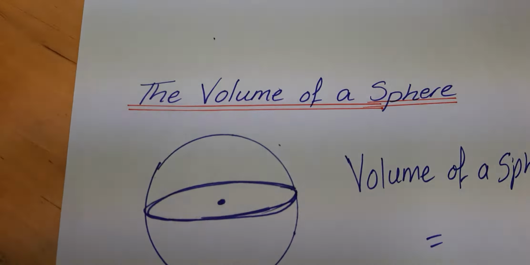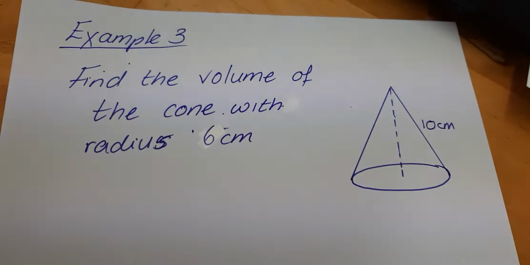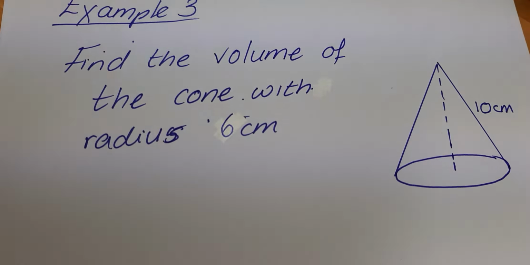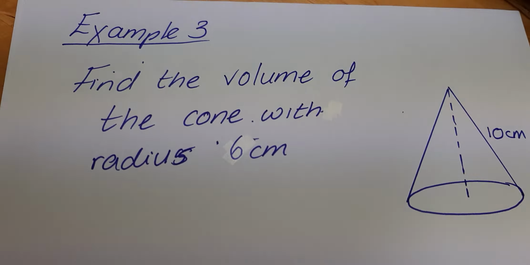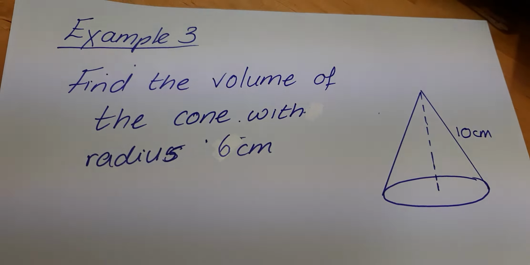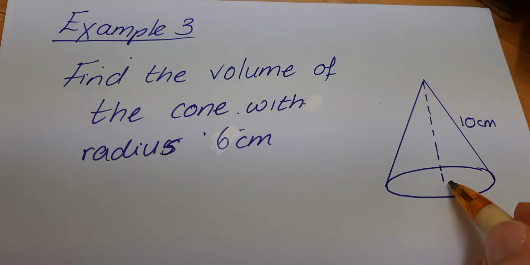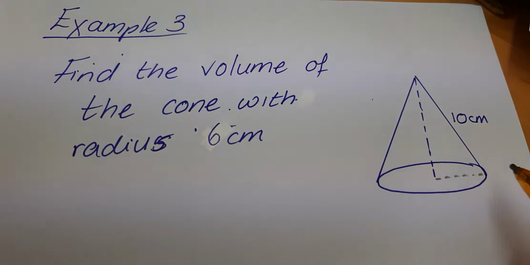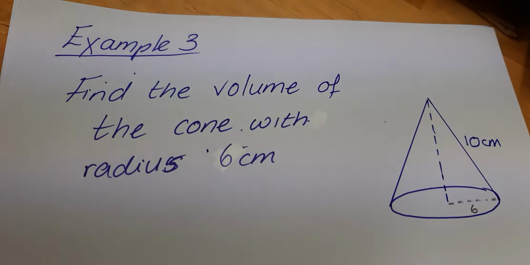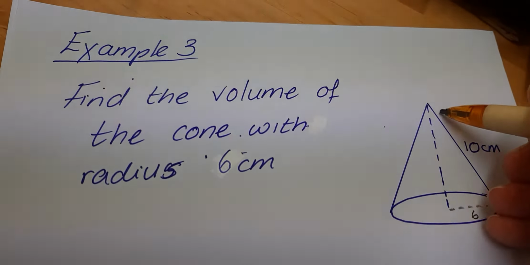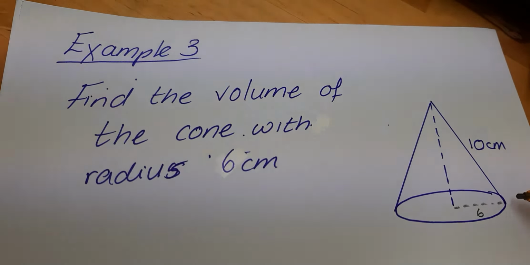Let's move on. Right, example 3. Find the volume of the cone with radius 6 centimeters. They've given us the radius here, which is 6 centimeters. I can actually put that in here. That's 6. They've given that to me. And I know here the slant height is 10.